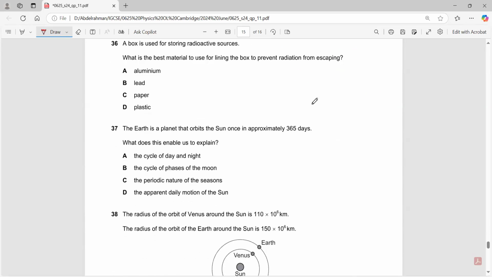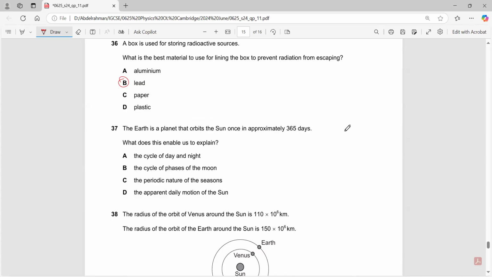Okay, question 36. A box is used for storing radioactive sources. What is the best material to use for the lining of the box to prevent radiation? The best material would be lead, because if you have gamma radiation, lead would prevent the gamma from escaping.